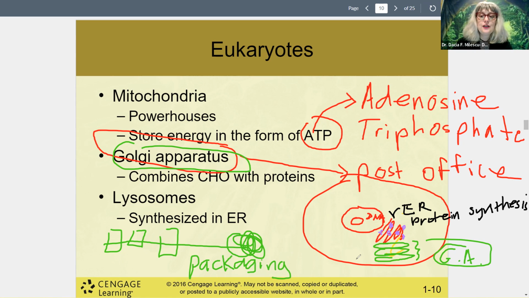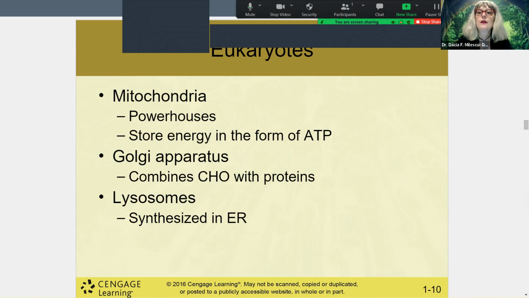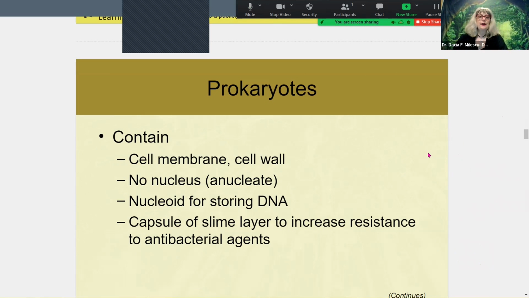And once it's packaged, these Golgi vesicles separate via exocytosis. They will fuse with the cell membrane and leave with the protein to be exported to wherever it needs to go. Okay, that's the short of it, but watch my video if you want the details. That's the highlights of protein synthesis. All right, so let me erase this, and I will move on to prokaryotes.